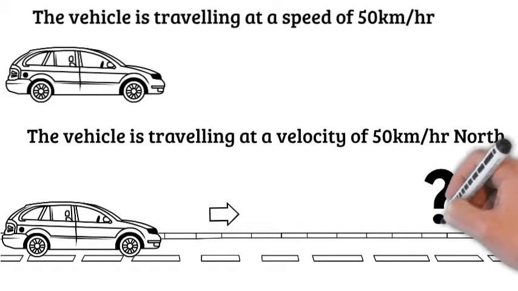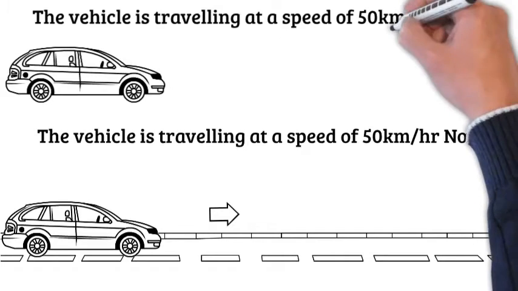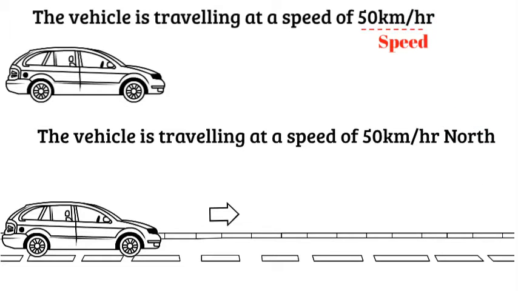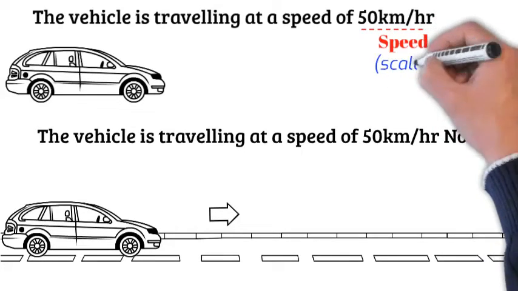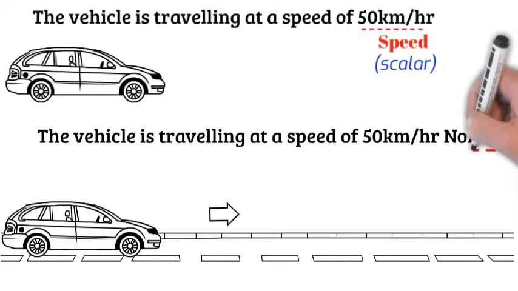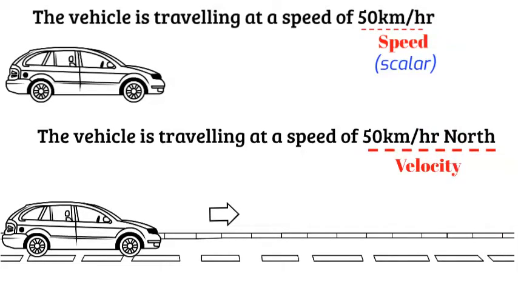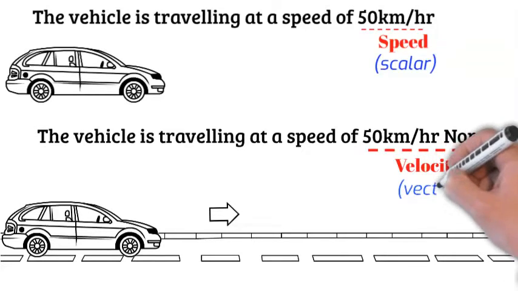Did you guess the difference between these two statements? Yes, the difference is direction. 50 km per hour is just describing the speed of the moving body. It's just describing the time rate. So, it is a scalar quantity. 50 km per hour north describes the velocity of the moving body. It is describing both time rate and the direction of the moving body. Hence, it is a vector quantity.